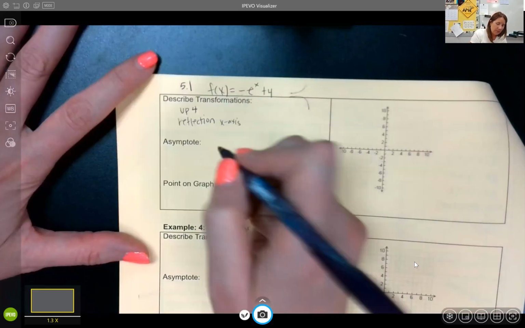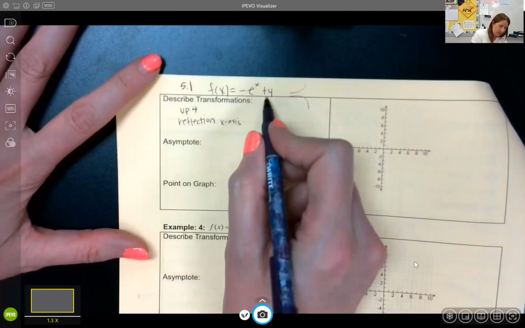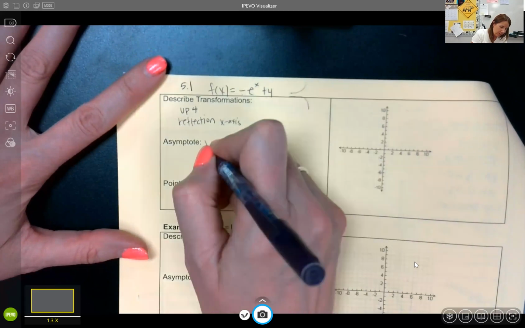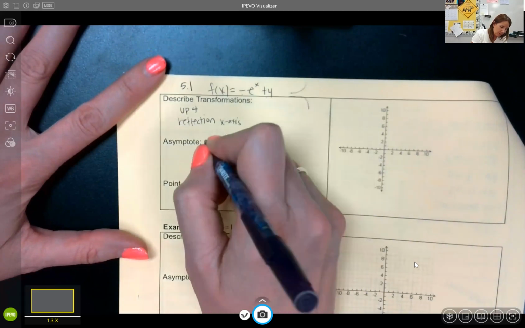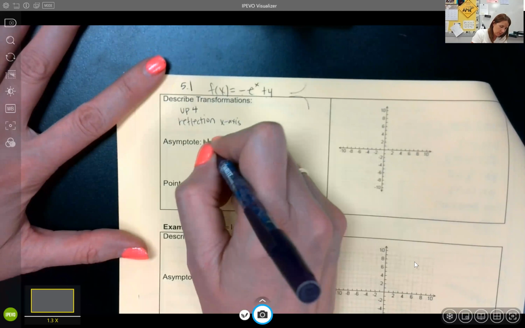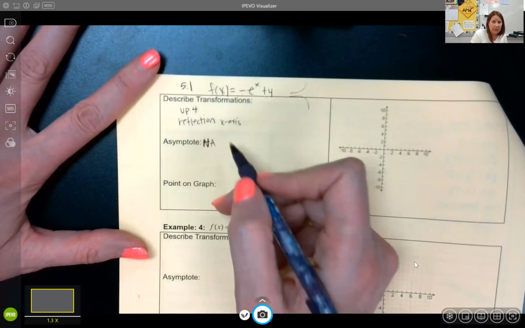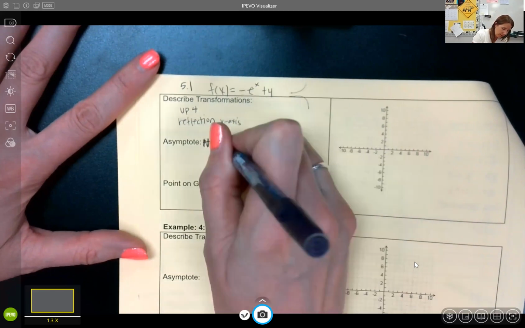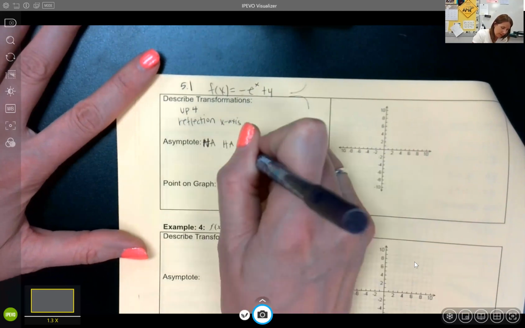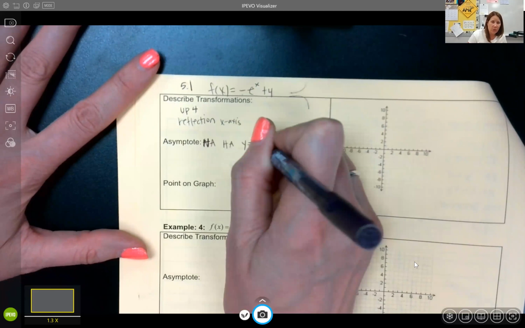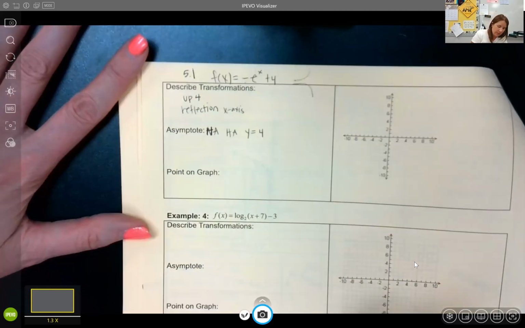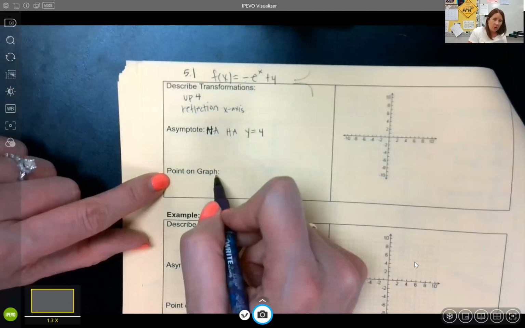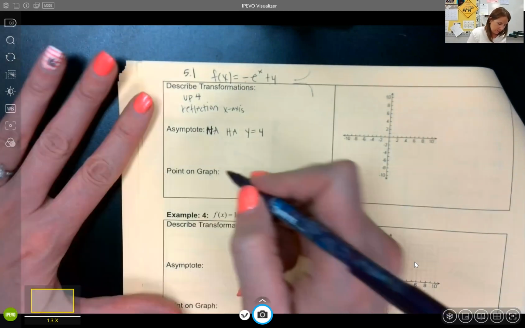The asymptote, remember, is going to be that k value. So the horizontal asymptote, because it is an exponential, is going to be a y value, and it equals that k value. So y equals 4. And when this says the point on the graph, we're going to use transformations.